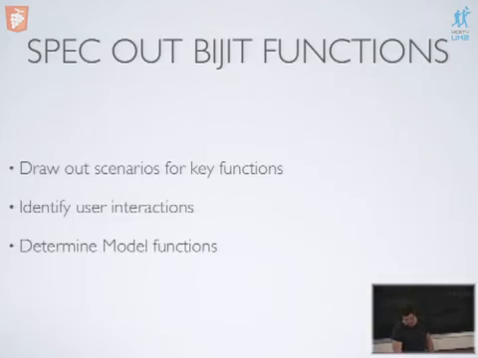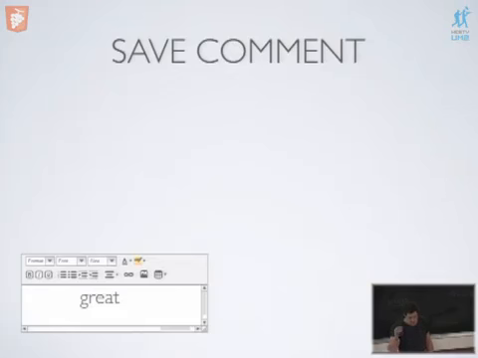Determine your model functions. Choose your patterns: observer pattern, factory pattern, whatever you're using, identify them, and work out how you are going to develop this. So, for saving a comment, just as an example, a quick walkthrough, it's good to think about these things so that you can put together a spec and criteria for how you will develop it, okay?